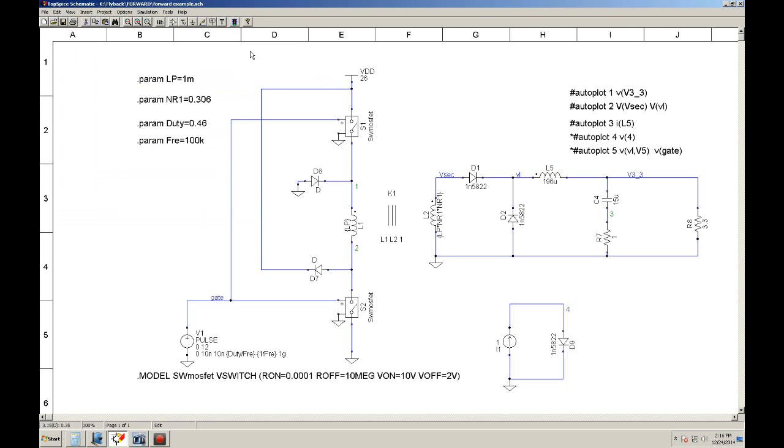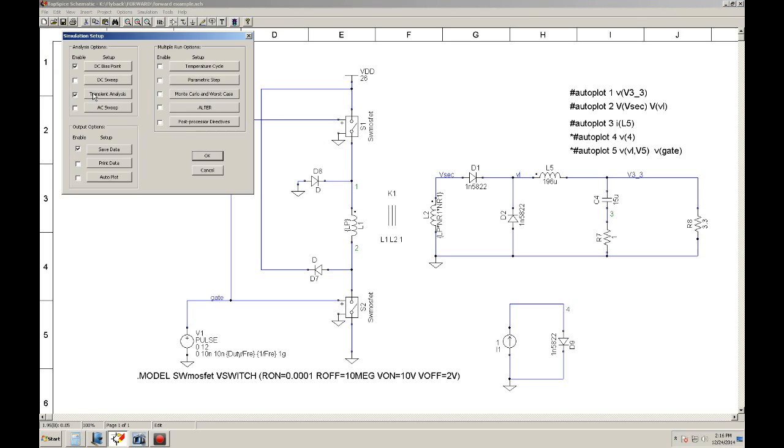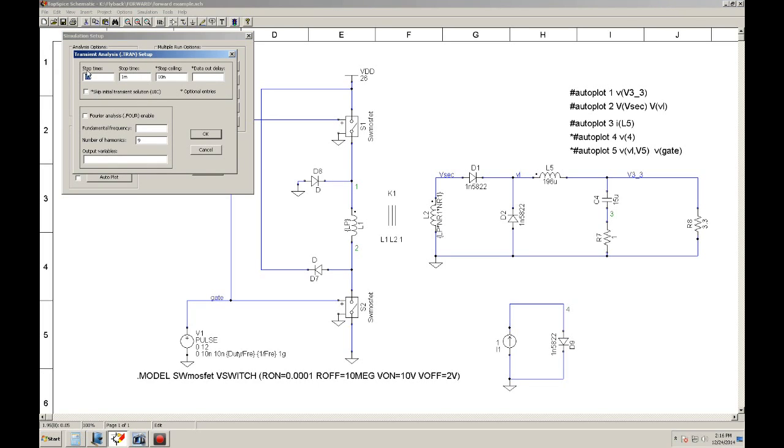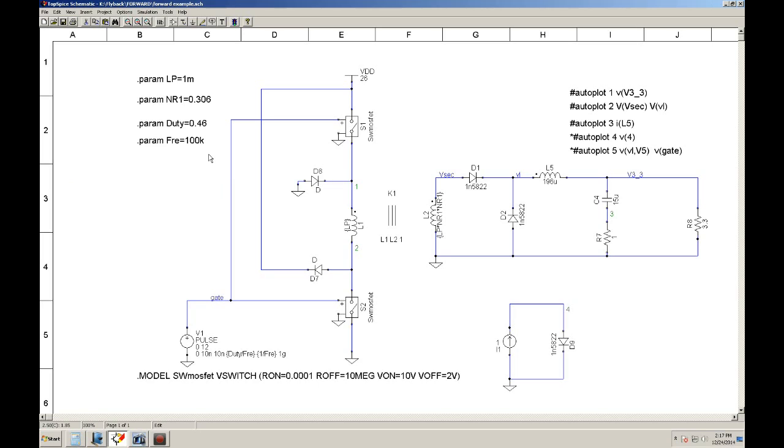Okay, then I do a transient. For the transient, I set the step time to 1 microsecond, and I wanted to stop at 1 millisecond, and I'm putting a step ceiling, or the maximum time step, of 10 nanoseconds. So that will give me enough resolution. Press go.